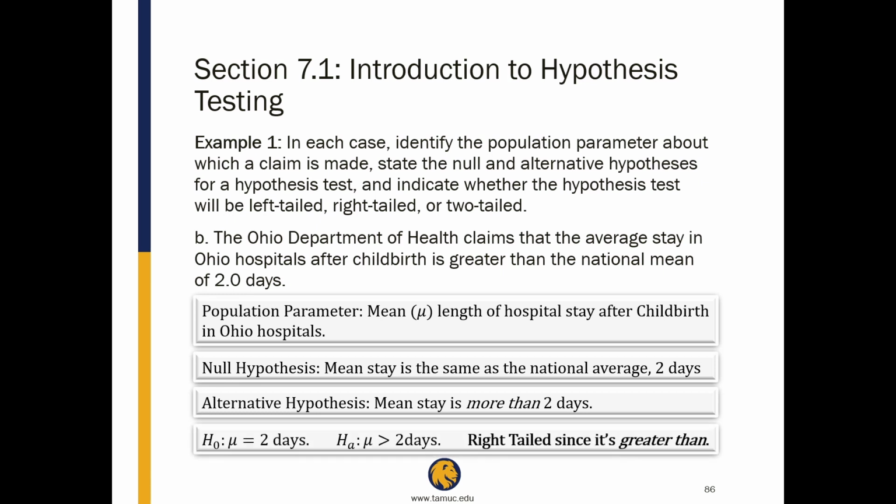So H sub 0, the null hypothesis, is mu equal to 2 days. But they're offering the alternative to that. The alternative hypothesis, H sub a, is mu greater than 2 days. And since it's greater than, we will refer to this as a right-tailed hypothesis test.